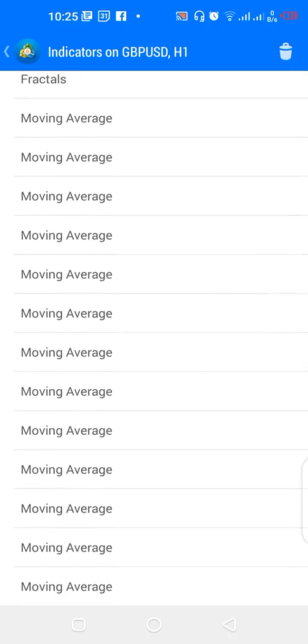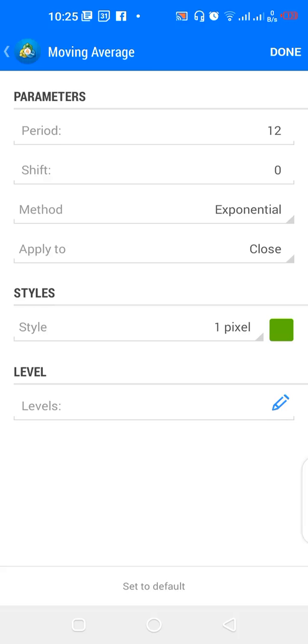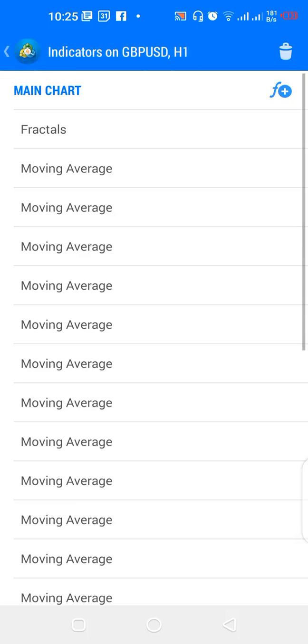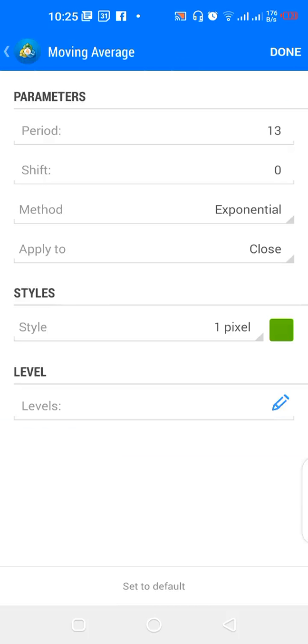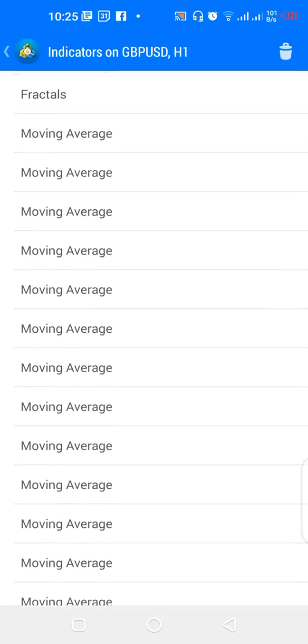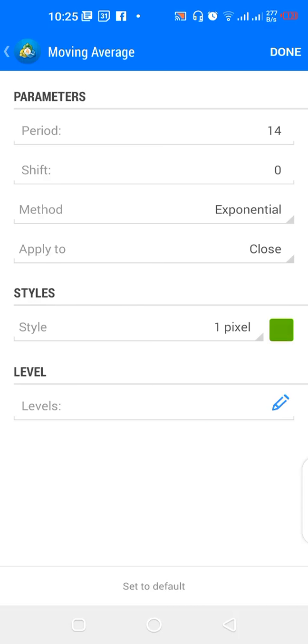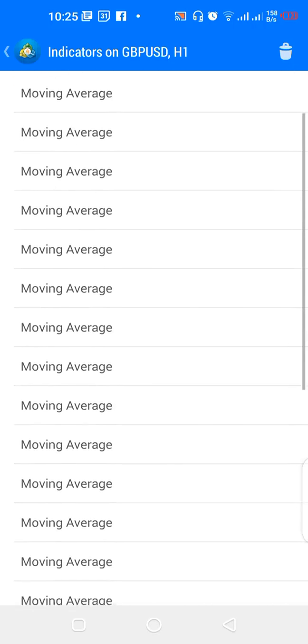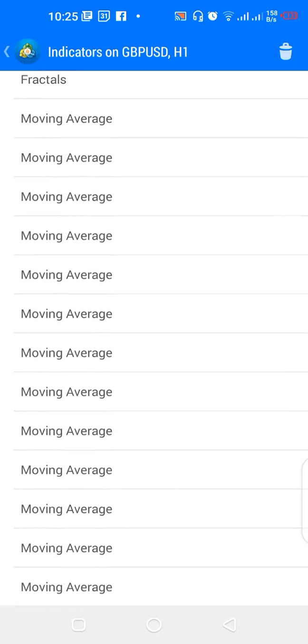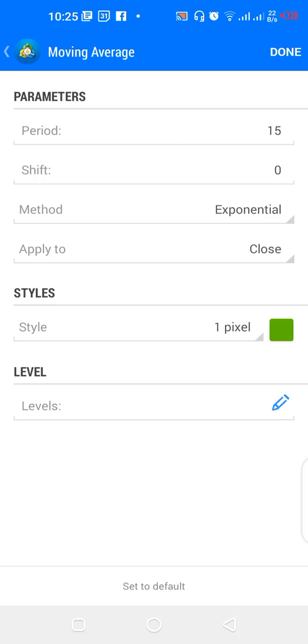The seventh is a 12 EMA, color also green. The eighth is 13. So we have 10, 11, 12, 13 EMA. The ninth is 14. The 10, 11, 12, 13, 14 EMAs are all green. And the tenth, that's the last one for the green, is a 50 EMA, and the color is green.